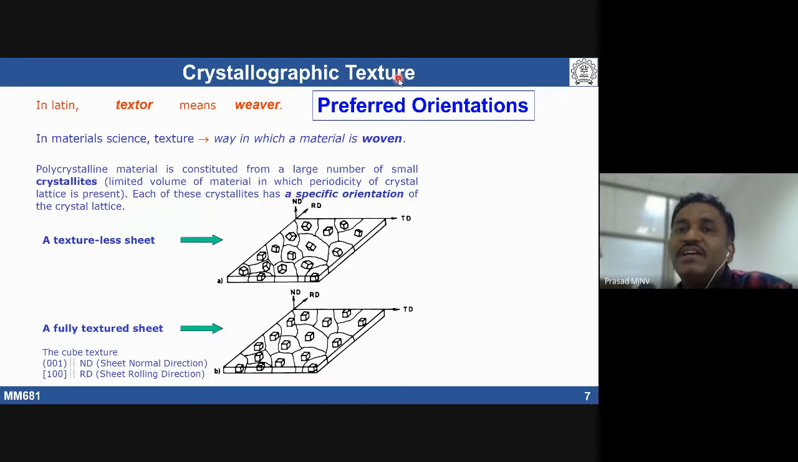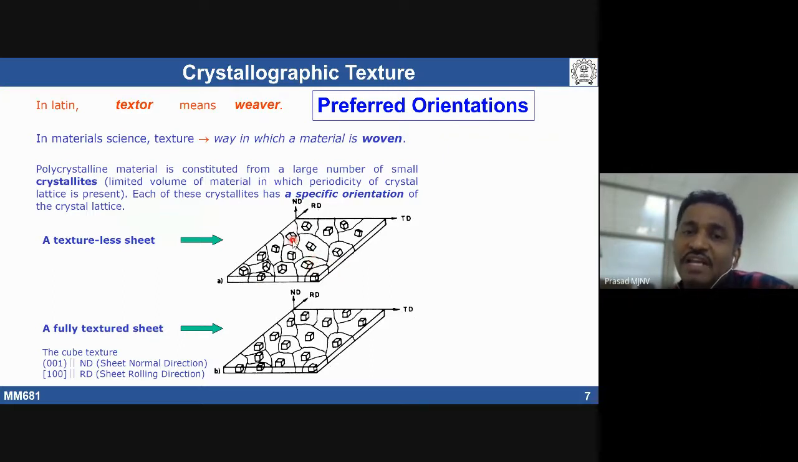We see it in sarees, which have some kind of texture. Cloth will have some texture. Even composites will have some kind of texture arrangement. So texture is a common word. Here, what we are talking about is polycrystalline materials, where grains are arranged in a particular fashion, separated by boundaries.